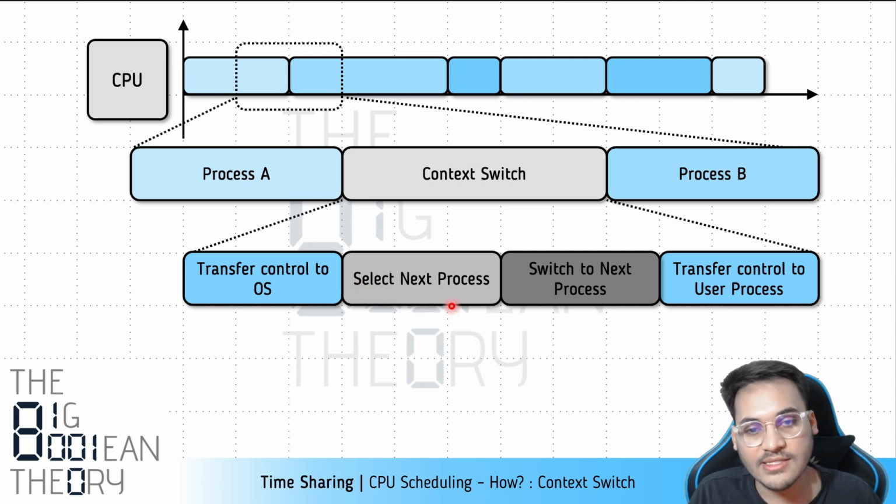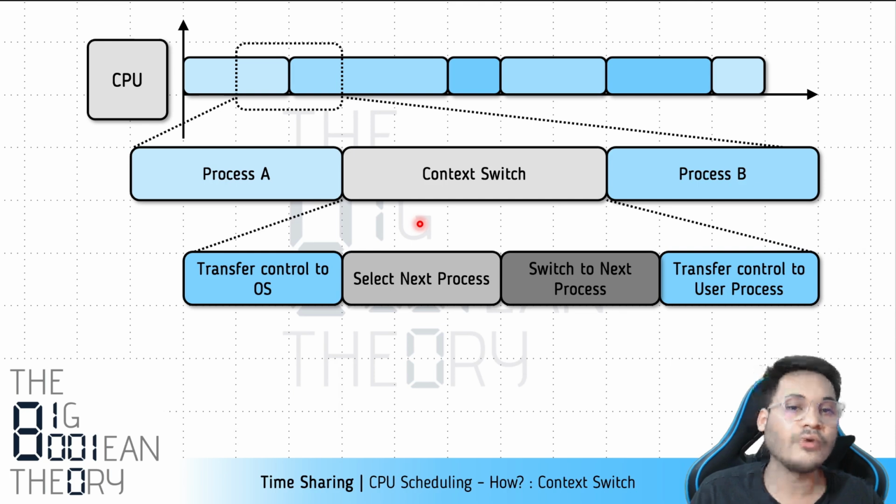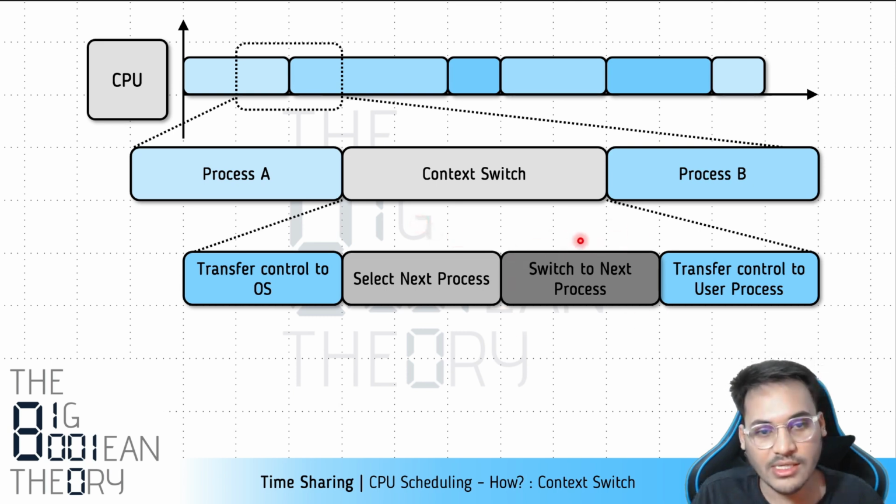The point is that a selection has to be made from all of the processes that are ready to run, and once that selection is done, we have to switch the control of the CPU from one process to another. This is the main part, that is switching to the next process. Before, we were executing process A, then we entered the kernel, and now we are about to leave the kernel, so we will be handing over the control to some other process. So we have to make a switch. We'll see how this happens.